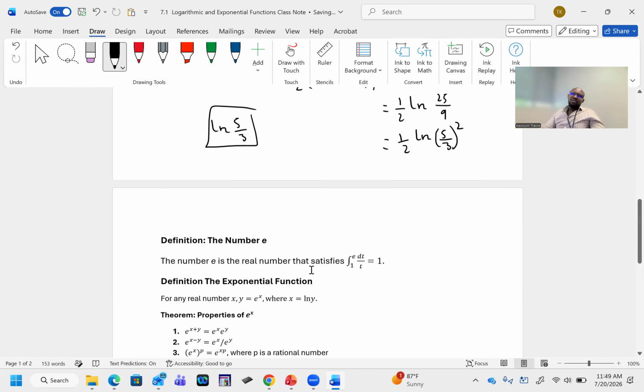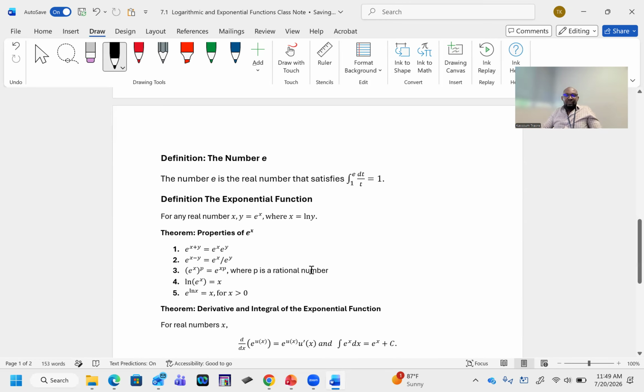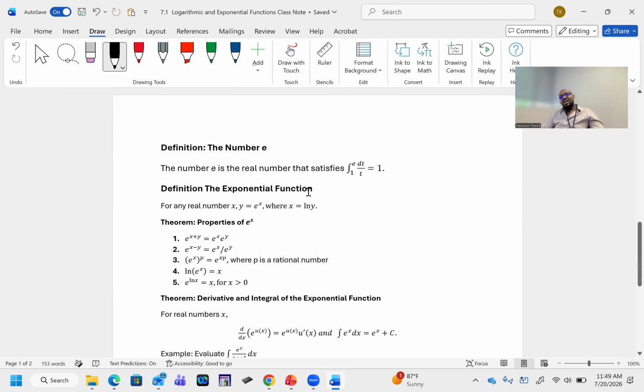So let's move on. Definition, the number e, which is the natural e. The number e is the real number that satisfies the integral from 1 to e of dt over t is equal to 1. So that satisfies this one, okay?